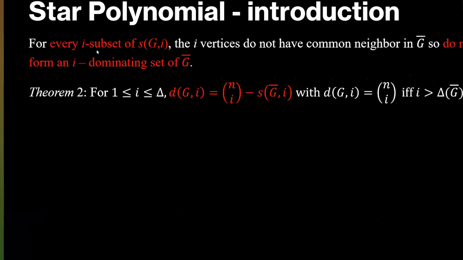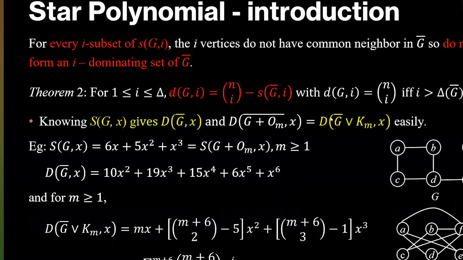Note that for every i-subset counted in s(G,i), the i vertices do not have a common neighbor in G complement. So they do not form an i-dominating set of G complement. With this, we easily get Theorem 2, in which d(G,i) is n choose i minus s(G complement, i). And d(G,i) is equal to n choose i if and only if i is greater than the maximum degree of G complement. So if we know how to compute S_G(x), then we can easily find the domination polynomial of G complement, and also the domination polynomial of G complement joined with the complete graph K_n.